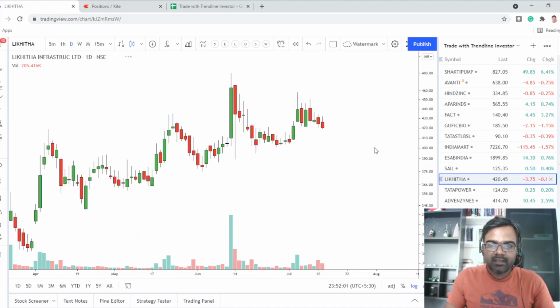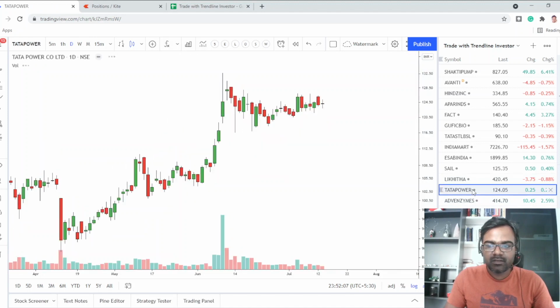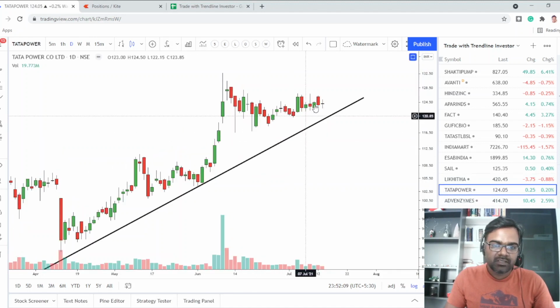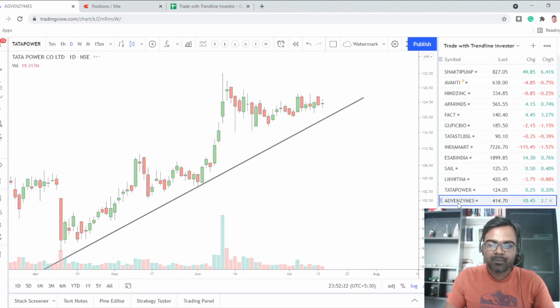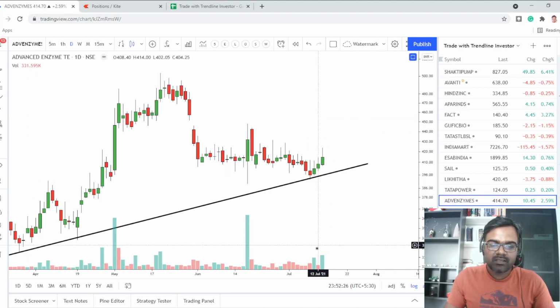Next one is Likita. Likita has again tested the trend line over here. So it looks good. Nothing happened today, but the setup still looks good. Tata Power is again going sideways. It's kind of going within that big candle. Over the last few days there have been so many stocks that are doing this, and you just want to be in the right stock at the right time with a good position size, and you can make some money quickly. So Advanced Enzyme was another stock which did perform today. So we are seeing an uptick in volumes.